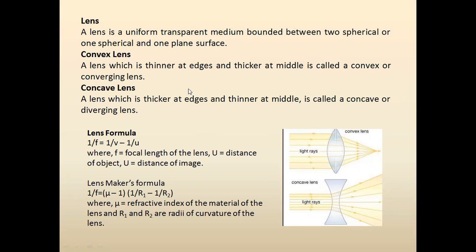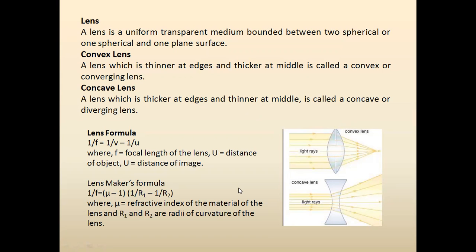And what is concave lens? A lens which is thicker at the edge and thinner at the middle is called the concave lens. This is the concave lens. Convex lens is also called the converging lens. Why? Because the parallel rays of light are converged at a point by the convex lens. In the concave lens, the parallel light is diverged, so it is also called the diverging lens.